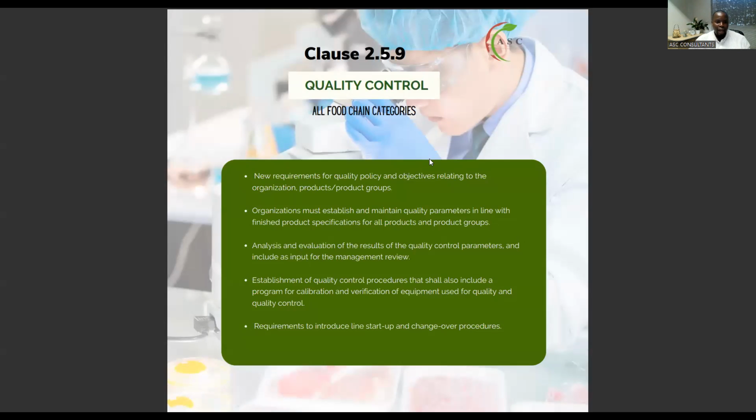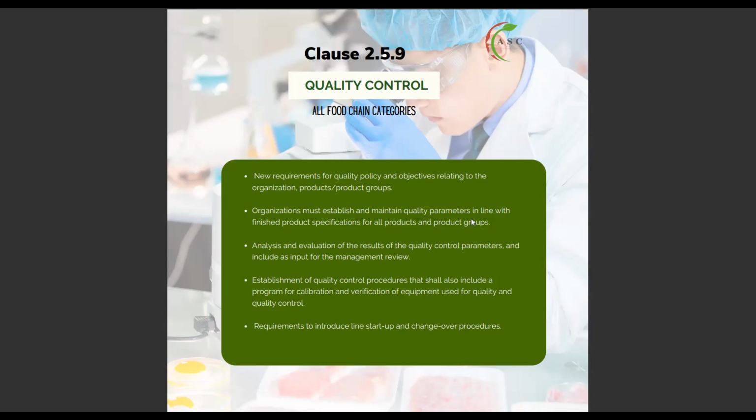Another interesting clause, quality control. This has been fueled by the fact that most organizations are focusing more on food safety, but they are completely ignoring quality control. So this is applicable to all food chain categories. So what is it that is required from the organization? This is a completely new clause, by the way, but most sites comply with it because quality control is one of the requirements that they are supposed to comply with.